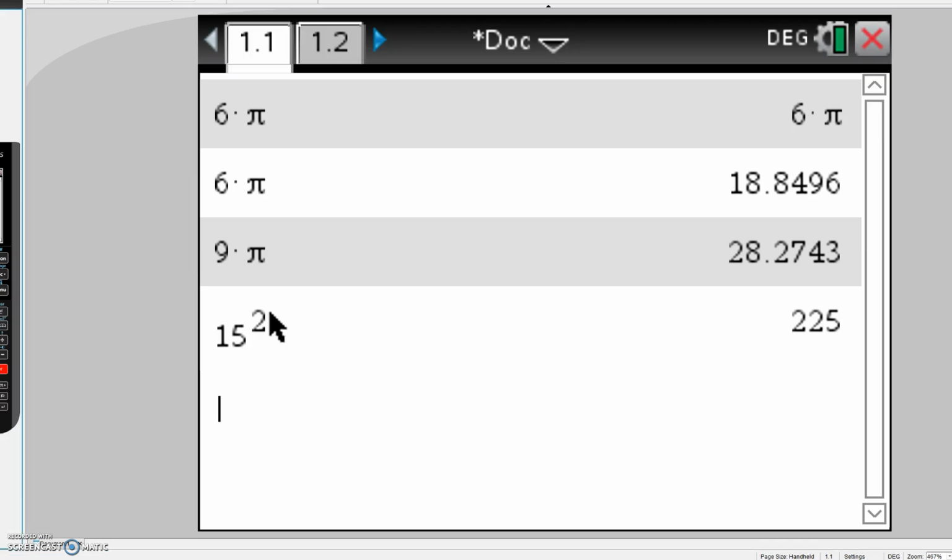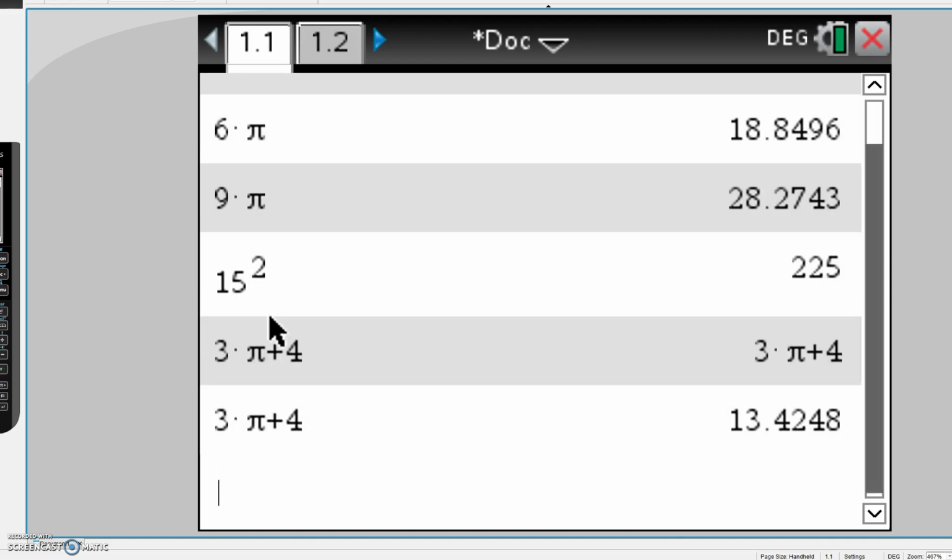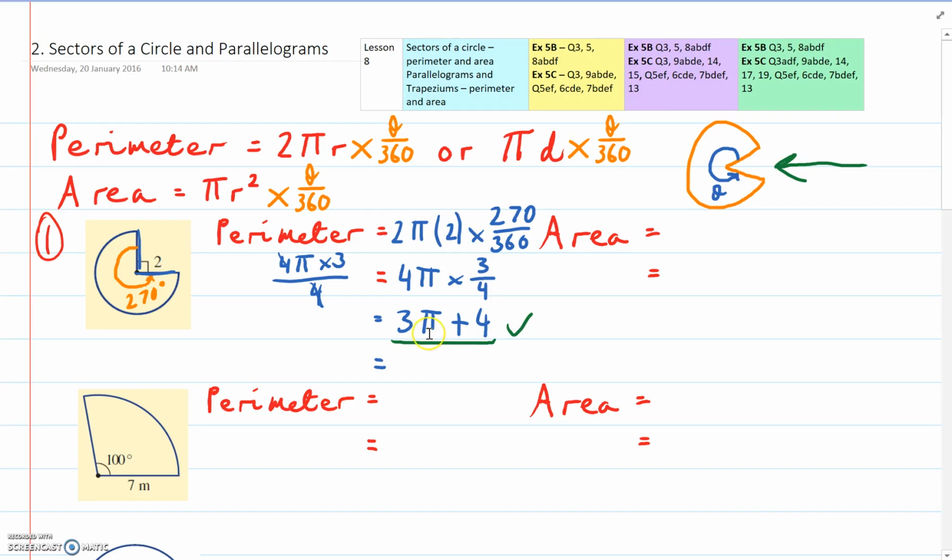But we could put it in our calculator. So 3 pi plus 4. Again, if it doesn't change anything, press Control and then Enter, and we get it as a decimal. So that's 13.42. And we don't have a unit measurement. Really important that you generally leave it in that exact form. So 3 pi plus 4 is acceptable, whereas 13.42 is the decimal value. Only do that if it tells you a number of decimal places.